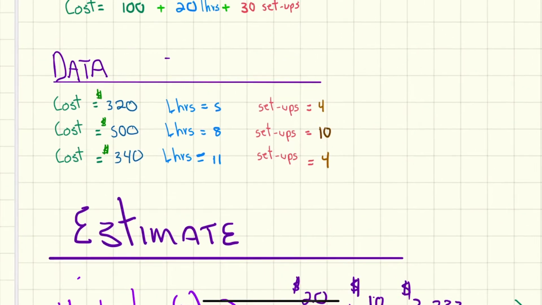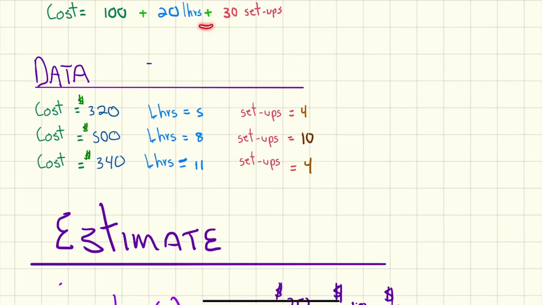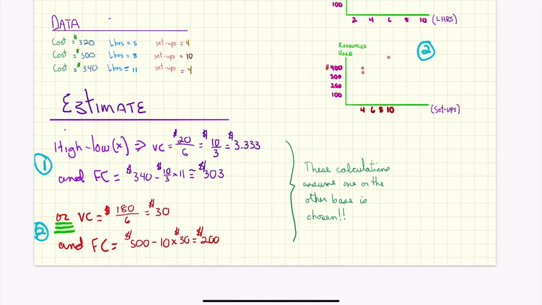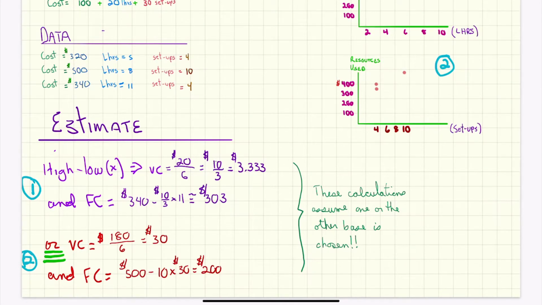The point I wanted to make is that these estimates can't be solved and then put into this equation. Instead, these estimates assume a cost equation in which either the base is labor hours or the base is setups, but not a case where both can serve as a base. Could we use those estimates in order to allocate costs? And the answer is yes, we could, but there's sort of a practical problem here.